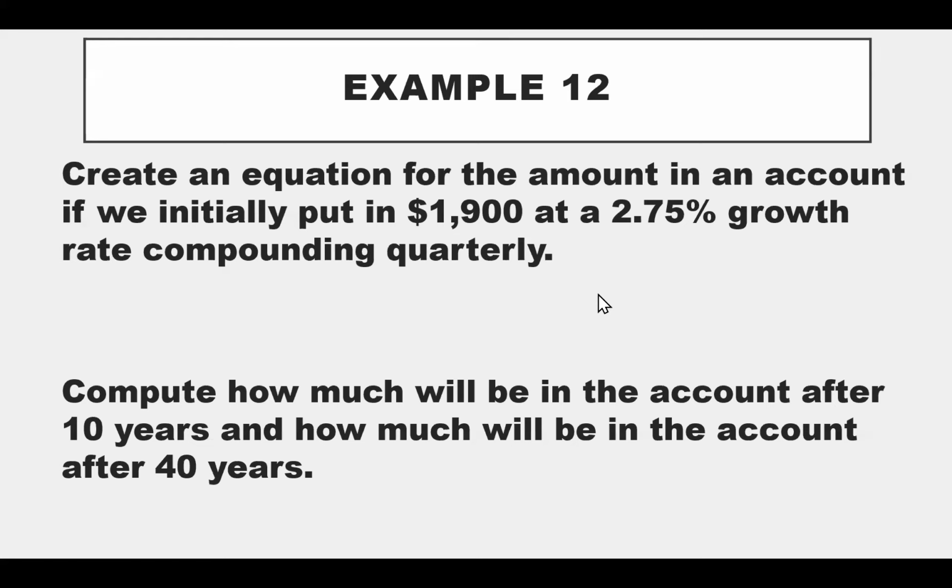Let's try another example. Let's create an equation for the amount in an account if we initially put in 1,900 at 2.75% growth rate, compounding quarterly. After you do that, figure out how much is in the account after 10 years and figure out how much is in the account after 40 years. You can push pause on the video and try this on your own. I will show you how it's done in a couple of seconds.